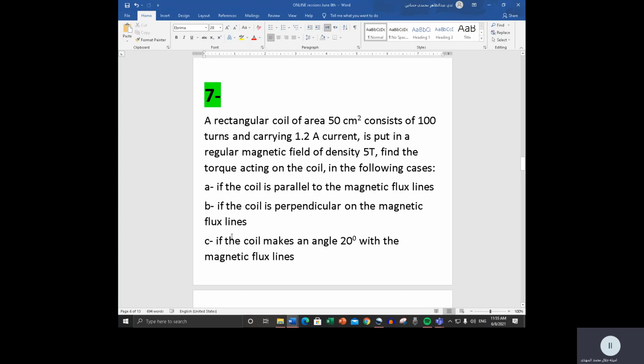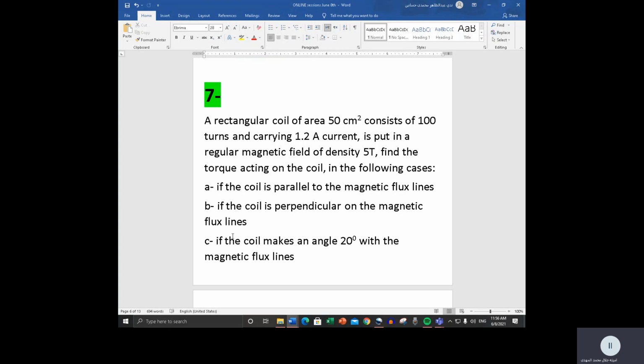Okay, let's take it step by step. What do I have here? It is very important to understand what I have and to have a visual idea about the question itself. So the question says, I have a coil, and he gives us the area of the coil and also the number of turns and the current passing in the coil. And what happened to this coil? He said the coil is put in a magnetic field, and he gave me the value of the magnetic field density, 5 Tesla. What does he want? Find the torque acting on the coil.